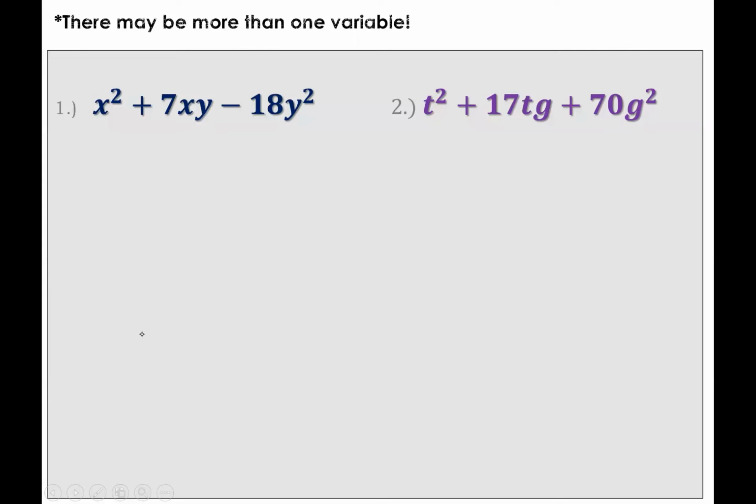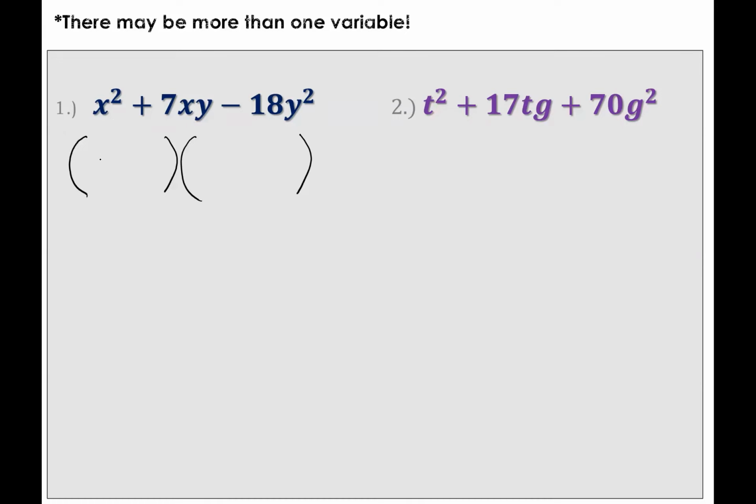Now we're going to see some other variations coming up. Again, we already know the basics of how to factor these trinomials, but now we'll see how the problems can become maybe a little bit more complicated. So first thing to notice here is there may be more than one variable. Rather than just x squared, there might also be a y squared or a g squared or something else.